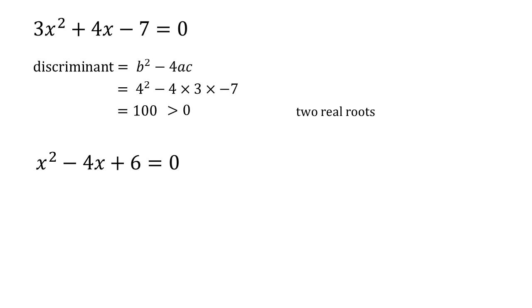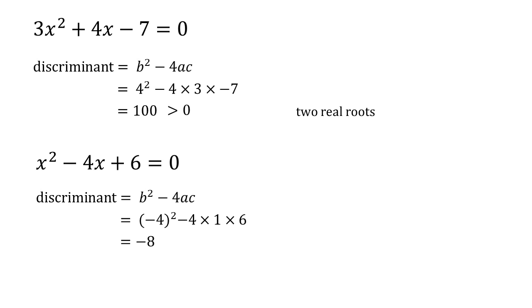Here's another quadratic, so x squared minus 4x plus 6 equals 0. So this time taking a equals 1, b equals minus 4 and c equals 6, we get our discriminant is minus 4 squared minus 4 times 1 times 6, which is minus 8. So this is smaller than 0. Hence, if we square root, we're not going to get a real number. So this one would have no real roots.